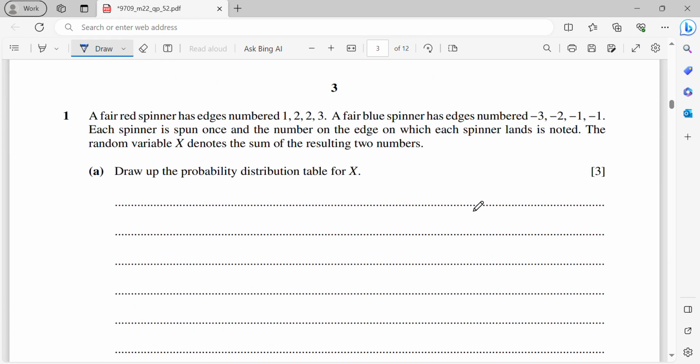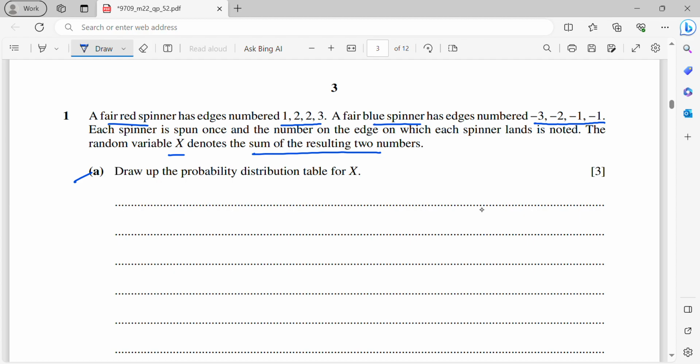For question number 1, a fair red spinner has edges numbered 1, 2, 2, 3, and a fair blue spinner has edges numbered -3, -2, -1, -1. Each spinner is spun once, and the number of the edge on which each spinner lands is noted. The random variable X denotes the sum of the resulting two numbers. A. Draw up the probability distribution table for X.